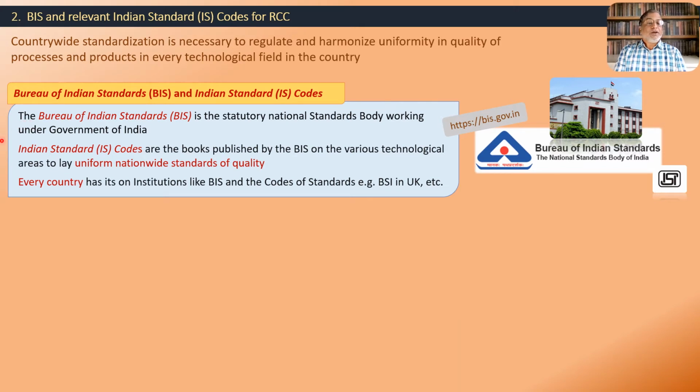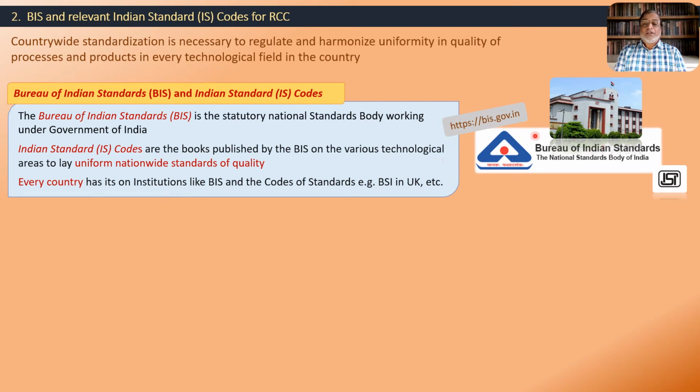So what is the meaning of this? Let us understand. The Bureau of Indian Standards, abbreviated as BIS, is a statutory national standards body working under the Government of India. You can see here, the Bureau of Indian Standards is the national standards body of India. Its main office is located at New Delhi, the capital of India. You can see that building here.